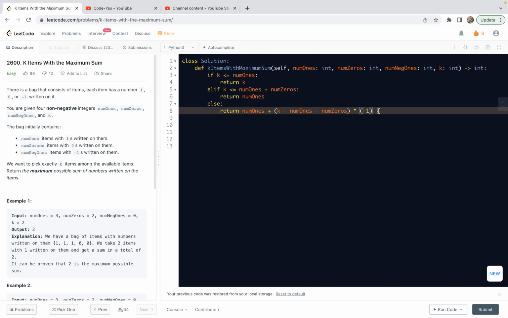So with that said, I guess these several lines form a solution to this problem. So we can first do a test.